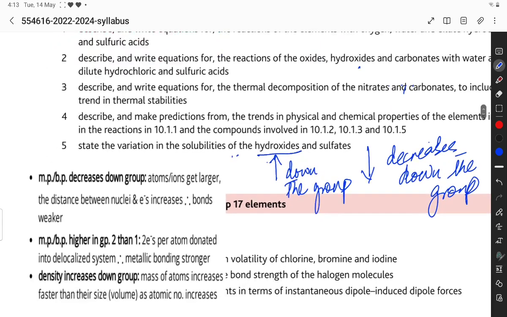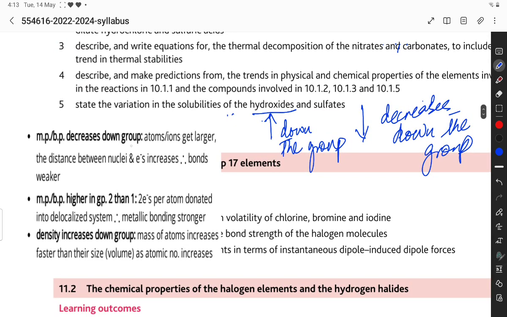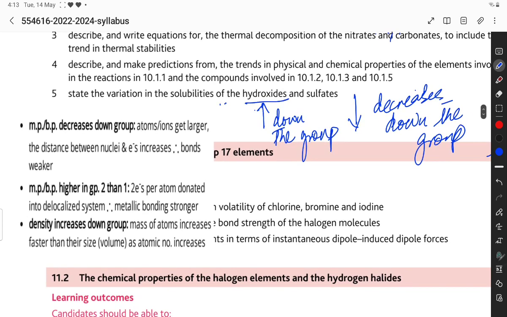And these are the physical properties. Melting point and boiling point decrease down the group. Atoms and ions get larger. The distance between nuclei and electrons increases. Bonds become weaker. Similarly, melting point and boiling point are higher in group 2 than group 1.